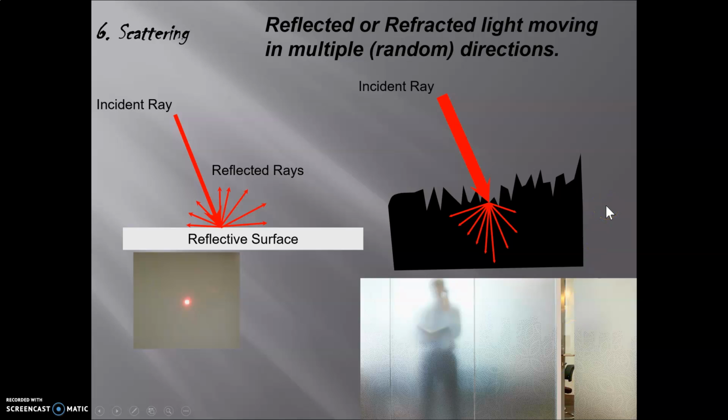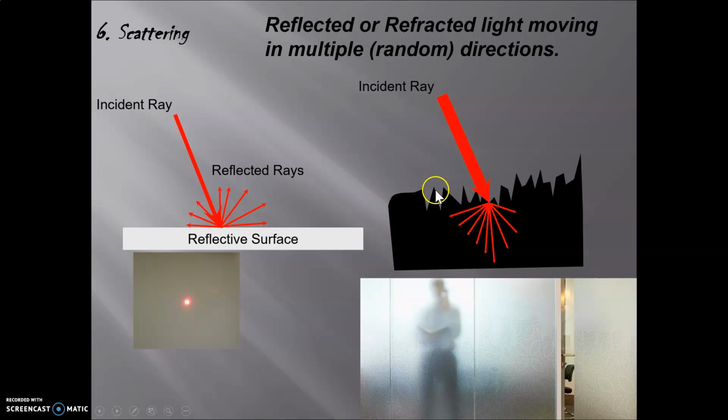Now, our last characteristic that we're going to talk about in this video is scattering. Scattering occurs when reflected or refracted light moves in multiple random directions. So if you're looking at a reflective surface with scattering, that light ray is going to come in and reflect out in all directions. So that's not going to create that nice one single wave, that reflected wave that comes up like we saw with those laser examples earlier. This is going to create a skewed image and you're not going to see just one single wave coming back.